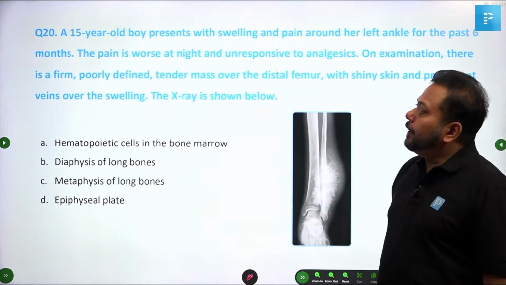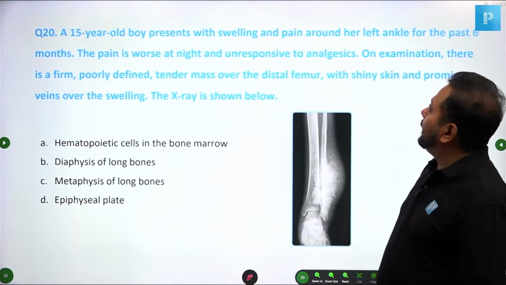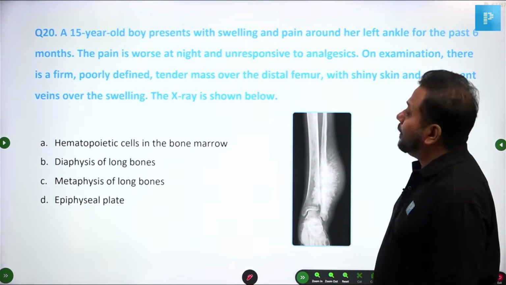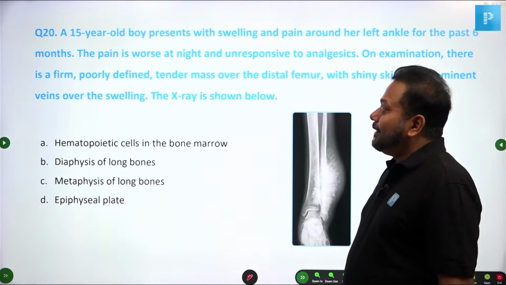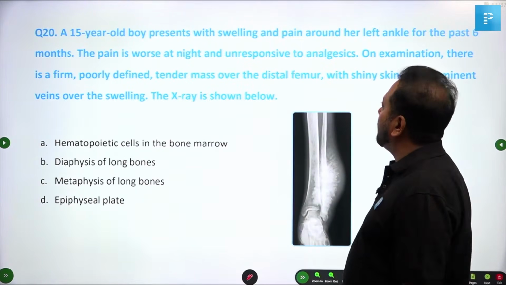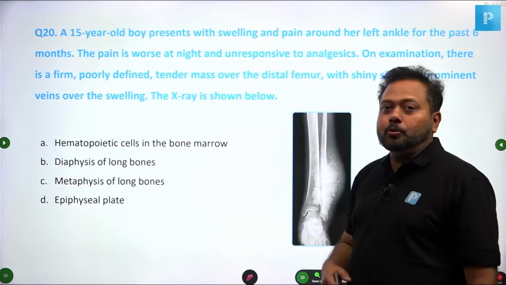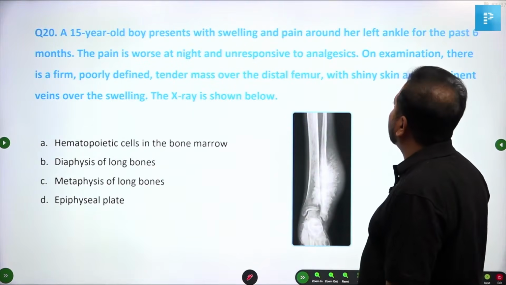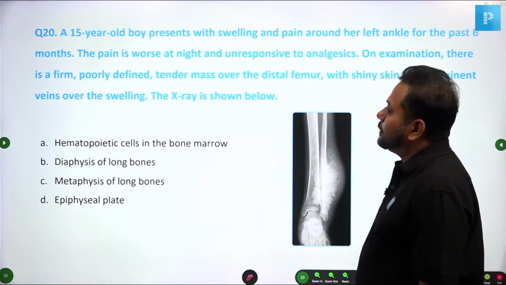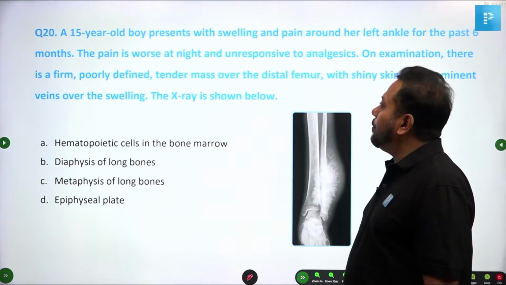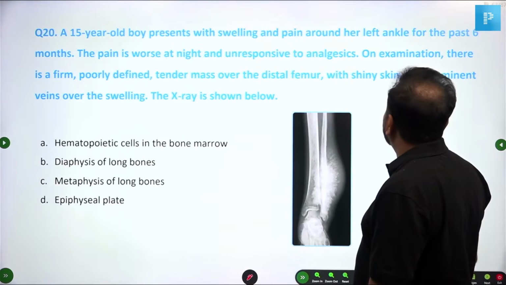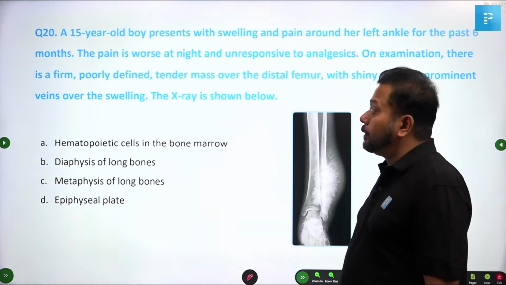A 15-year-old boy presents with swelling and pain around his left ankle for the past 6 months. The pain is worse at night and unresponsive to analgesics. On examination, there is a firm, poorly defined tender mass over the distal femur with shiny skin and prominent veins over the swelling.